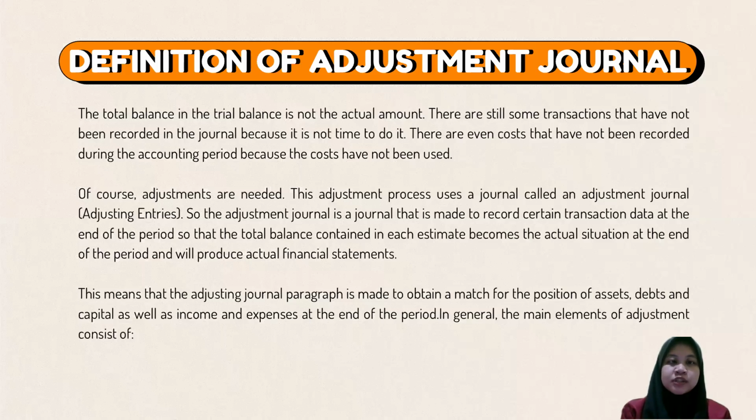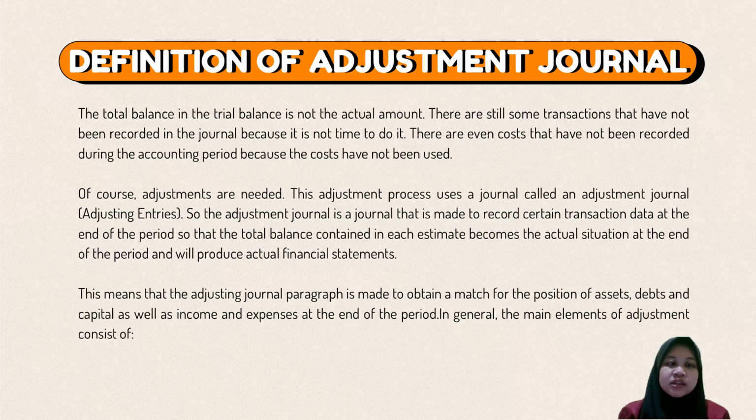Definition of adjustment journal. The total balance in the trial balance is not the actual amount. There are still some transactions that have not been recorded in the journal because it is not time to do it. There are even costs that have not been recorded during the accounting period because the costs have not been used. Of course, adjustments are needed. This adjustment process uses a journal called an adjustment journal, adjusting entry.